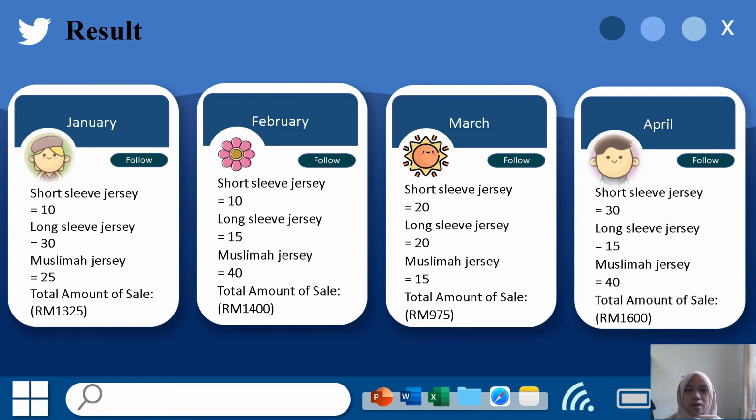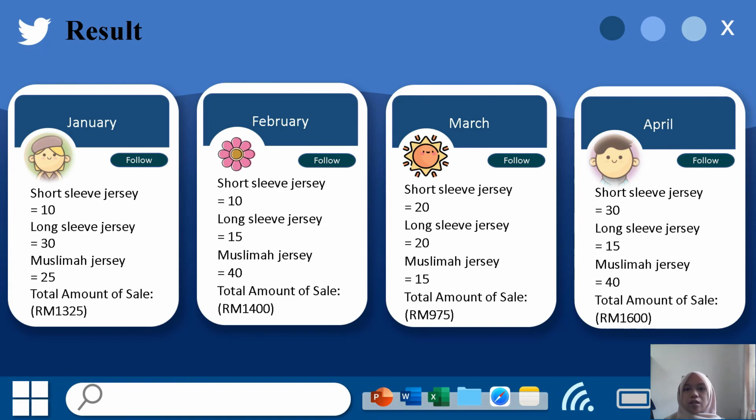In January, Marcus sold short sleeve jersey 10, long sleeve jersey 30, and Muslimah jersey 25, and the total amount of sales is 1,325 ringgit for January. In February, short sleeve jersey is 10, long sleeve jersey is 50, and Muslimah jersey is 40. So the total amount of sales is 1,400 ringgit.